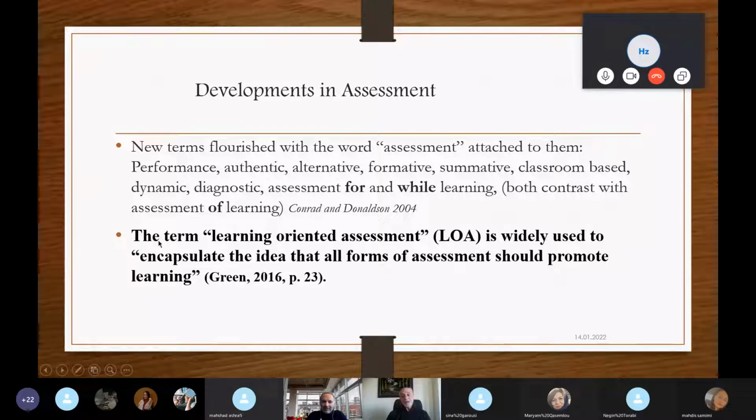Then people created the term learning-oriented assessment, or LOA, to cover all these different types of assessment within a classroom and outside classroom context. So LOA has become, within the last probably 10, 15 years, the major concern of educators, teachers, learners, and the community. And I'll explain what LOA means.